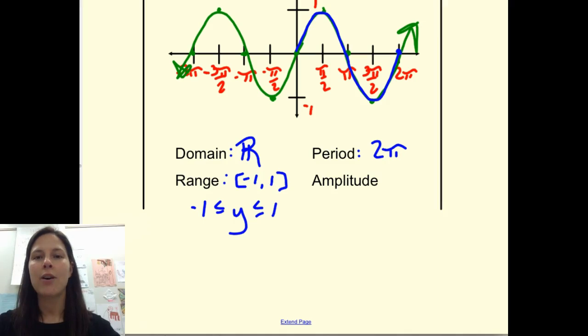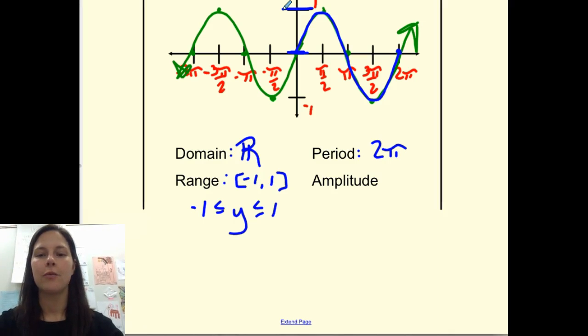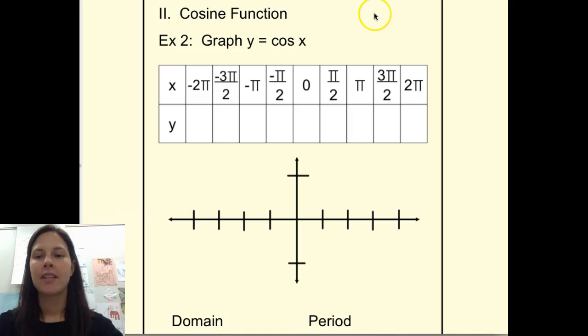The amplitude is how high the wave is, starting at its middle. Another way to think about it is how tall is the wave from the bottom to the top, and then you divide it by 2. Here we've got an amplitude of 1, or you can think about the fact that we went from negative 1 all the way up to 1, which is 2 units, but then you have to cut that in half to get your amplitude. Next, we're going to take a look at the cosine function with those same values.